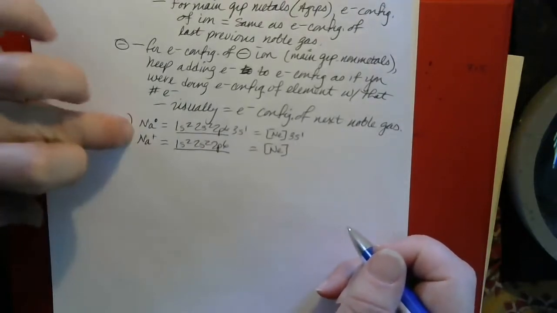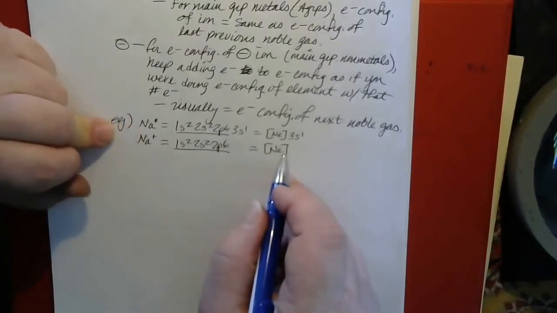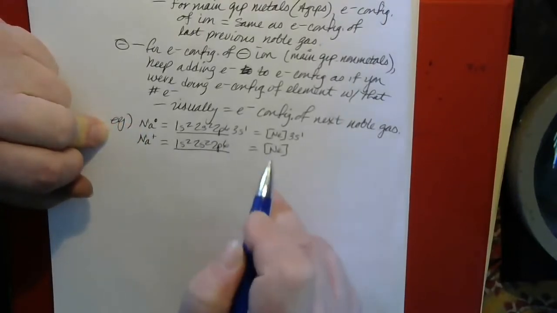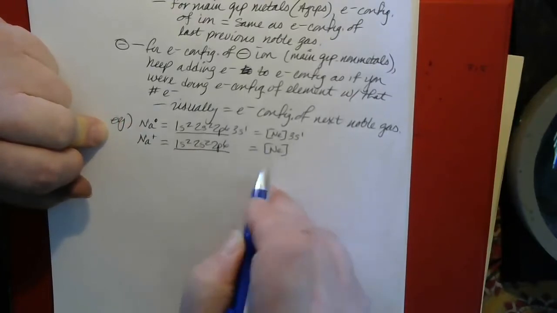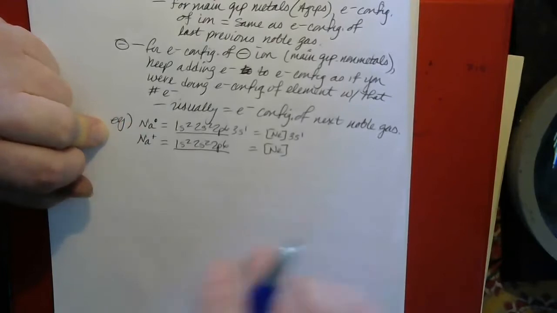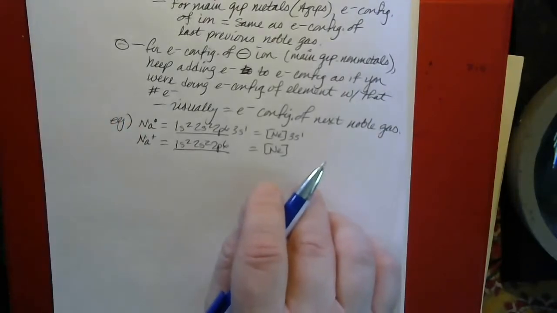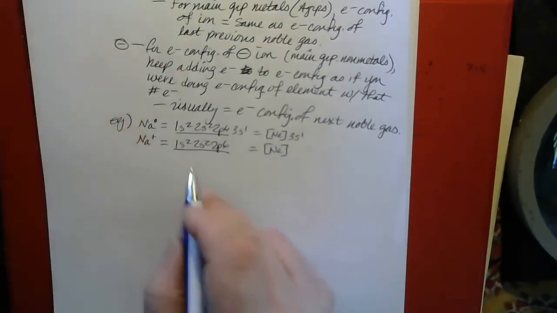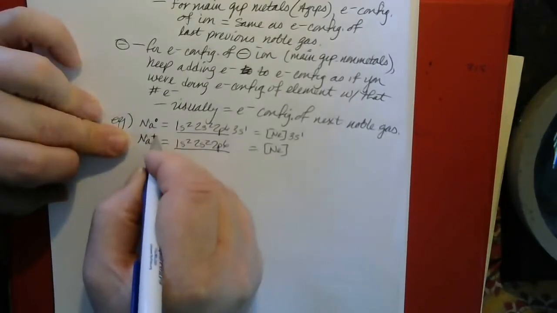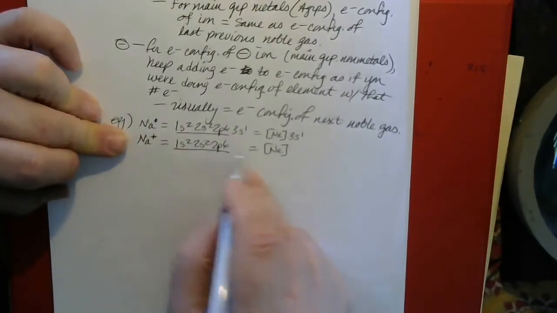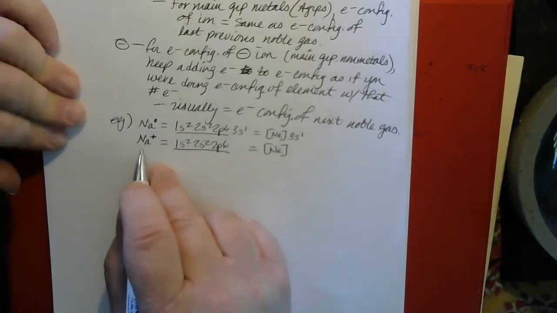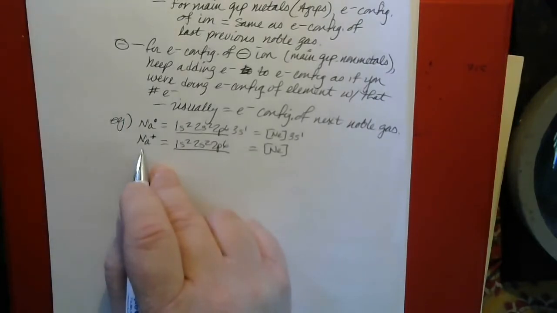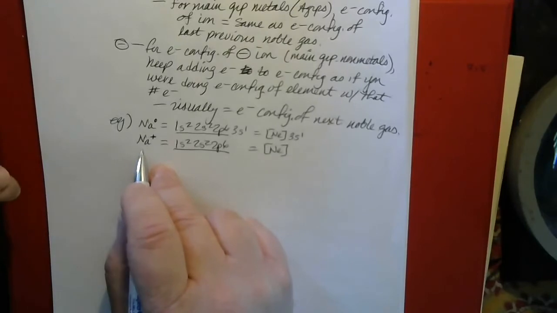It's important to remember in cases like this that sodium is not becoming neon. That's why we make sure to put the symbol for neon in square brackets instead of just writing an Ne, because we want to keep in mind that the sodium ion has the same electron configuration as neon, but that doesn't mean that it actually is neon, because it still has the nucleus of sodium. It still has 11 protons.